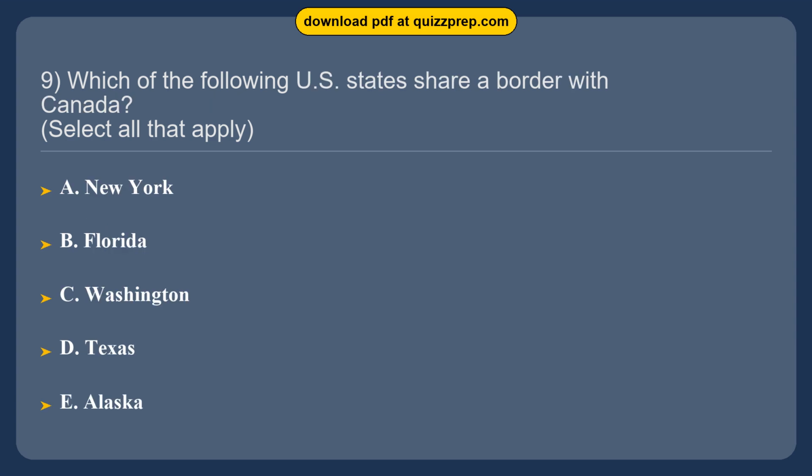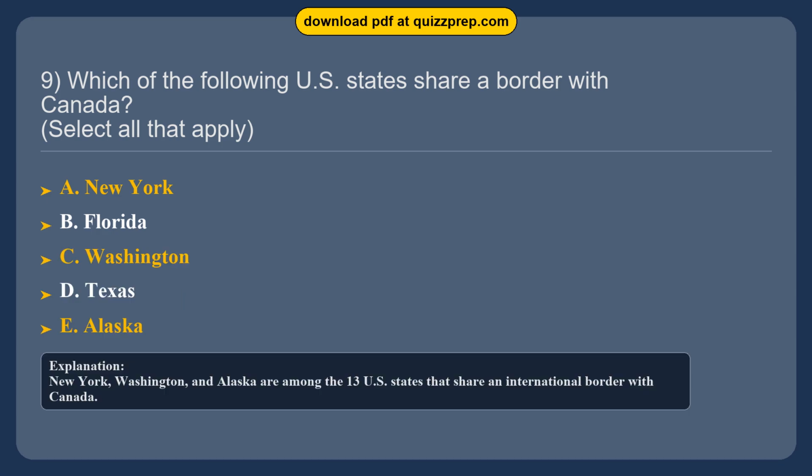Question 9. Which of the following U.S. states share a border with Canada? Option A, New York. Option B, Florida. Option C, Washington. Option D, Texas. Option E, Alaska. The correct answers are options A and C and E. New York, Washington, Alaska. New York, Washington, and Alaska are among the 13 U.S. states that share an international border with Canada.